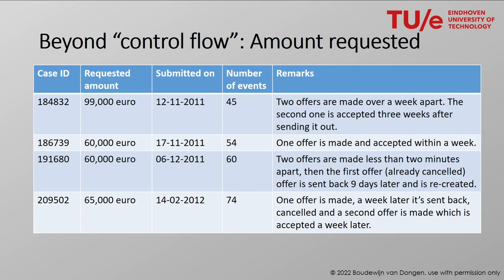99,000 euros, even with 2 offers made over a week apart. 60,000 euros, where the offer was made and accepted within a week. So these are not control flow issues. They fit, the model is nice, but still there is a problem with this data. And you can find this by digging into the details. You could find this with alignment techniques if you include the data perspective. We didn't talk about that, but there are techniques available to also include the data perspective. Felix Mannhardt, for example, worked on that.